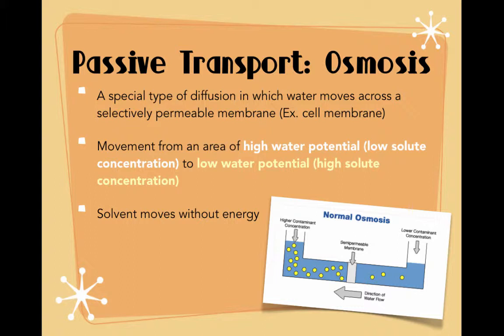Osmosis is a special type of diffusion where water moves across a selectively permeable membrane. It is movement from an area of high water potential to an area of low water potential. So it's going from an area with low solute concentration to an area of high solute concentration. And as with other types of passive transport, the solvent moves without any energy.